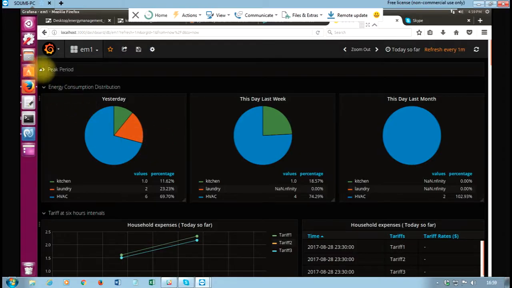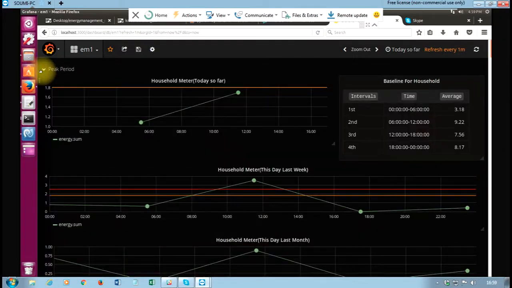Now the last thing that we will look at is the peak period analysis. The peak period analysis will let the user know at what time point he is actually expending most of his energy, and if he knows that at that period the tariff rates are rather high, then he may choose to shift the load to different time periods and thereby reduce his costs.